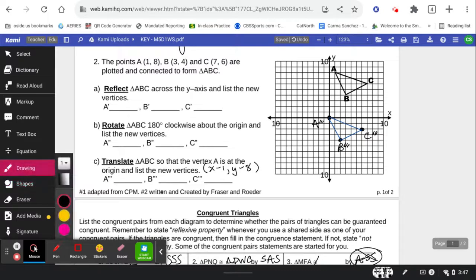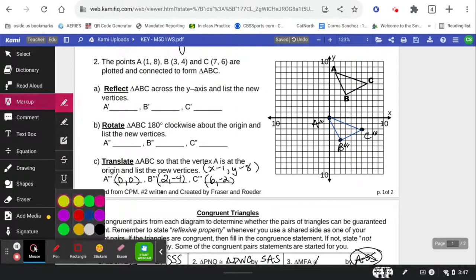New dots are going to be at 0, 0. B is at 2, negative 4. C is at 6, negative 2. All right, I'm going to jump up to reflect next. It wants us to reflect across the y-axis. And the y-axis is this guy right here.